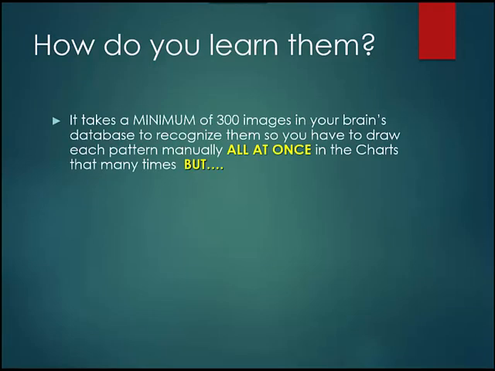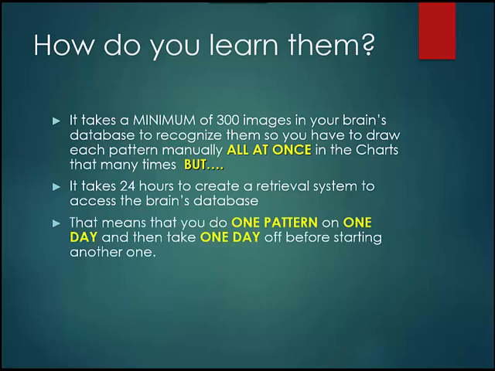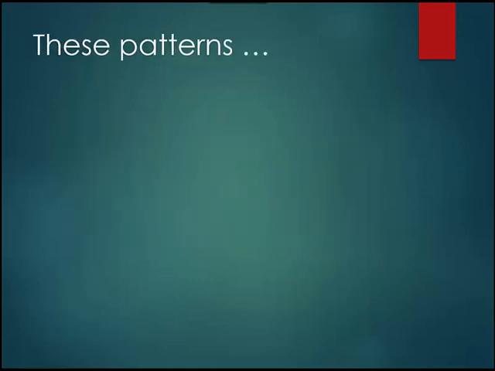So how do you learn them? It takes a minimum of 300 images in your brain's database to recognize them. So you have to draw each pattern manually, all at one time in the charts, that many times. But it then takes 24 hours to create a retrieval system to access the brain's database. That means you do one pattern on one day, all 300 of them, and then you take one day off before starting another pattern. So that takes 48 hours to do one pattern.